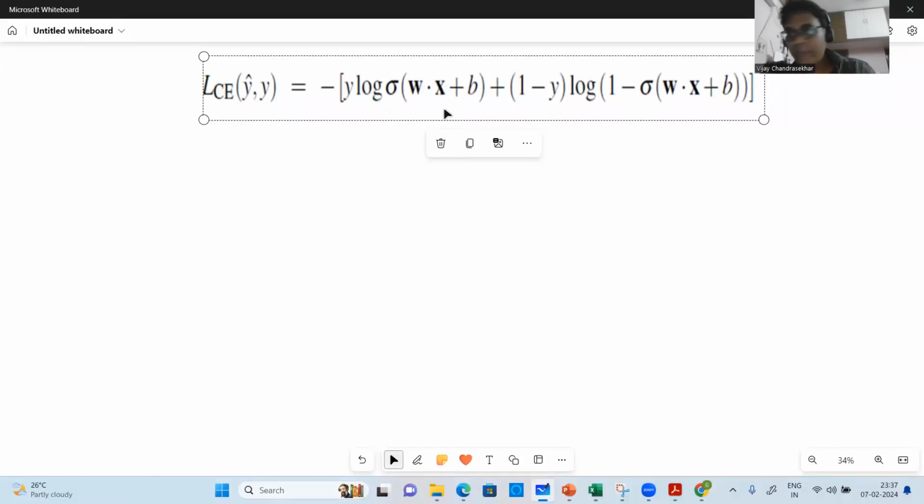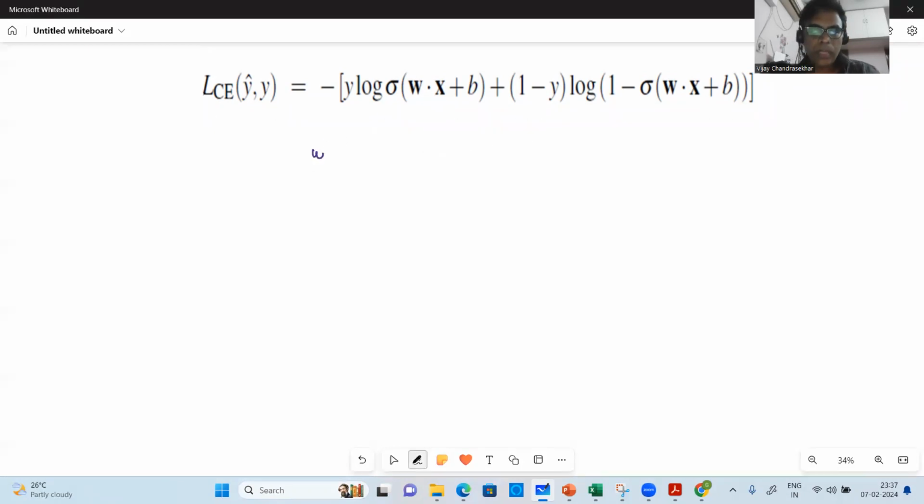Okay, question. If W dot x is equal to W1 x1 plus W2 x2 plus W3 x3 plus, let's say, W6 x6, and then there is a B as well, how many partial derivatives would you calculate?